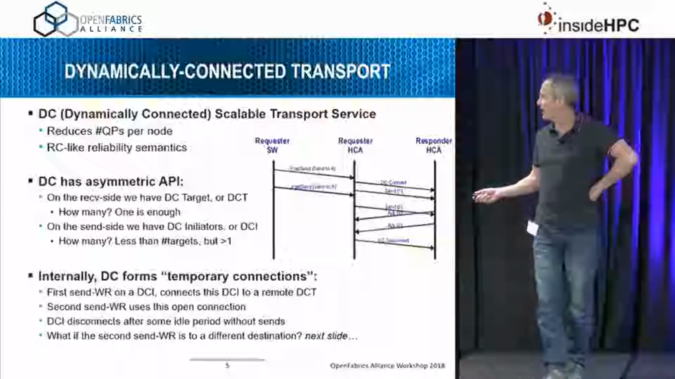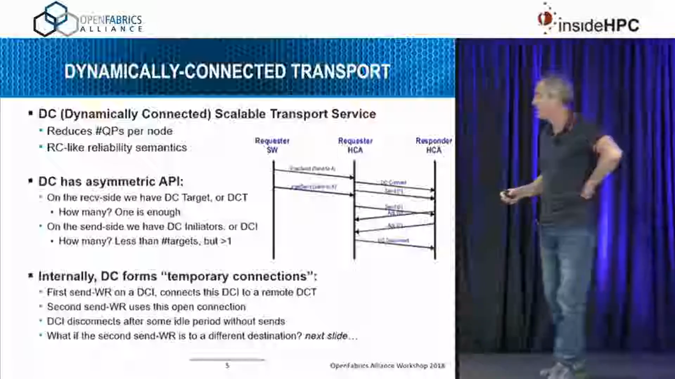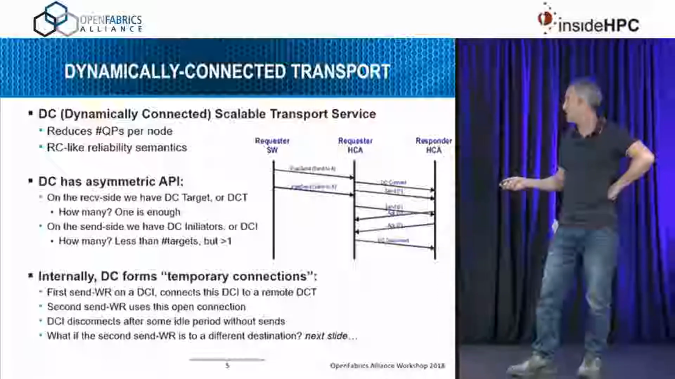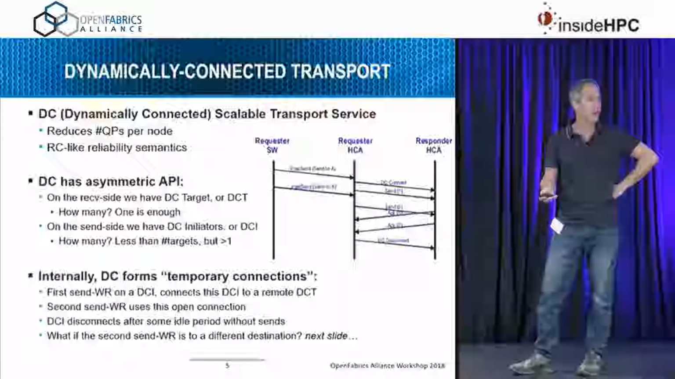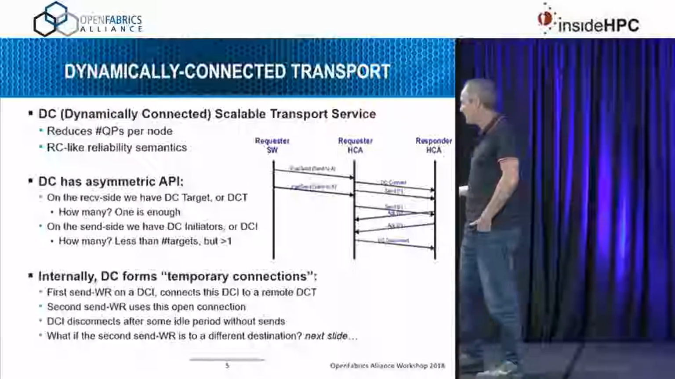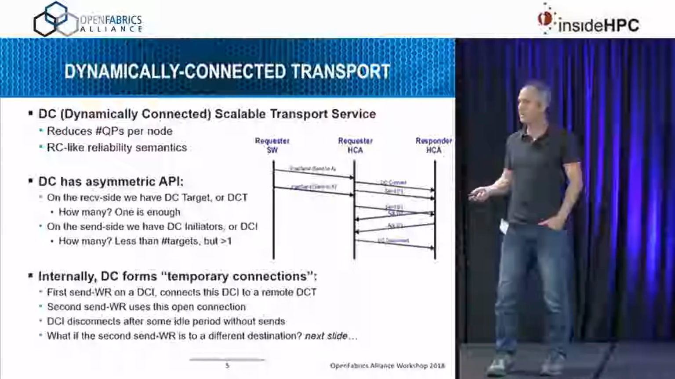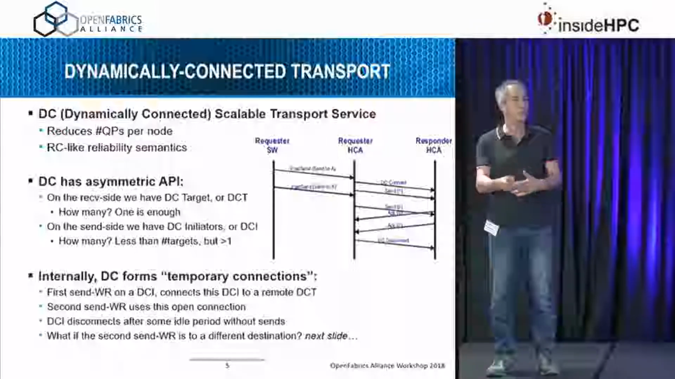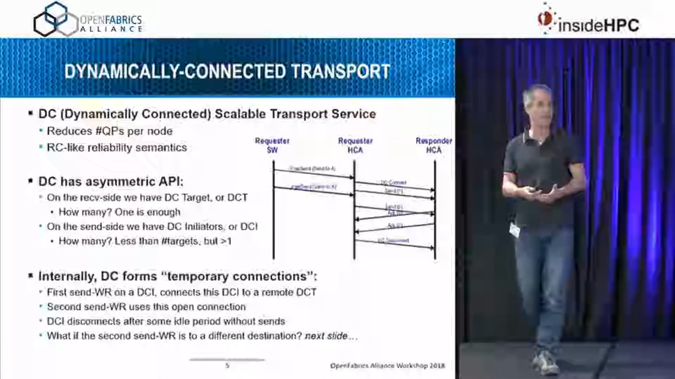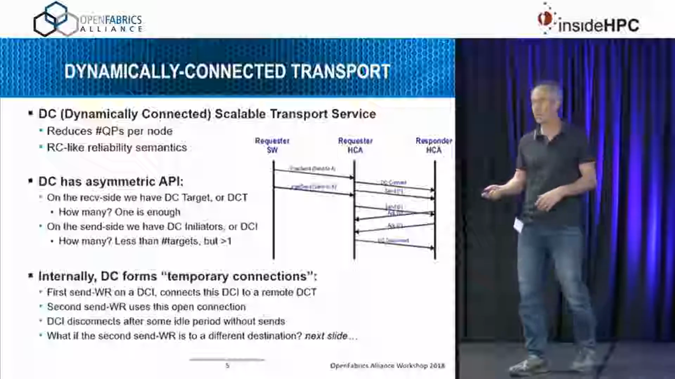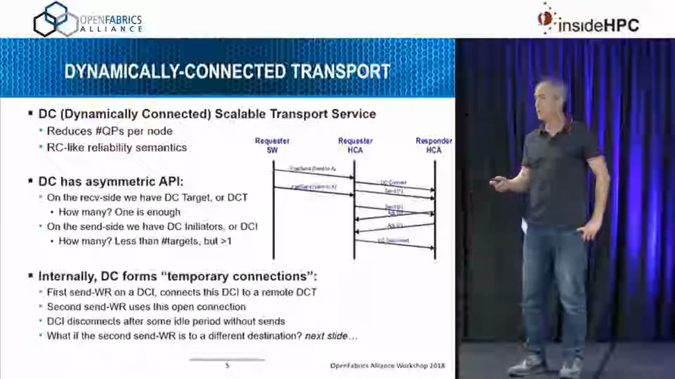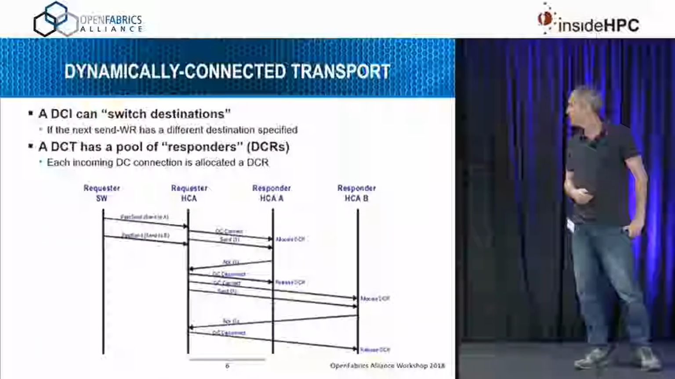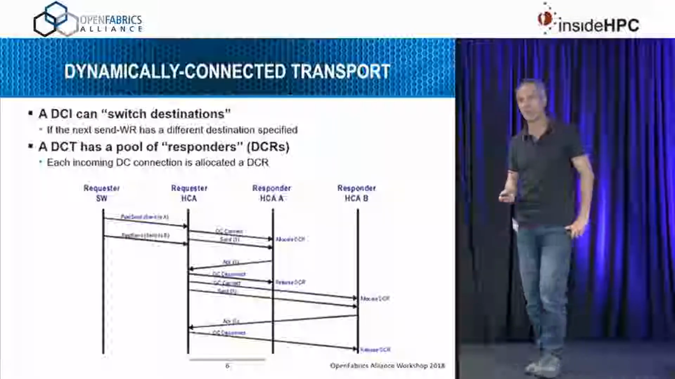Internally, as I described, DC performs a temporary connection on the first write. The DC initiator will connect to the remote DC target, and send a work request or multiple packets in order to complete the RDMA transaction. It disconnects, not always immediately, usually after an idle time. Maybe more messages are going to be sent to the same target destination, so it's more efficient to keep the connection open. And obviously, what happens now if you want to send to a different destination? The next slide will show how DC changes to a different address.